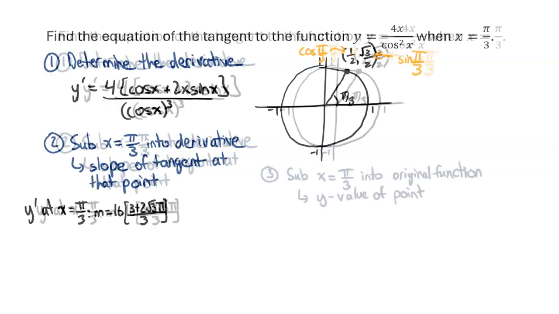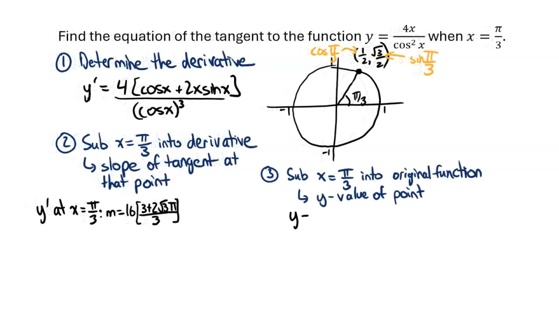So as I said, you could put that in your calculator and round it, but that's the exact value that we want. So now I'm going to sub x equals pi over 3 into the original function to get the y value of the point that I need to substitute into y equals mx plus b. So I have 4 times x, so I've replaced x with pi over 3, and then cos of pi over 3 all squared in the bottom.